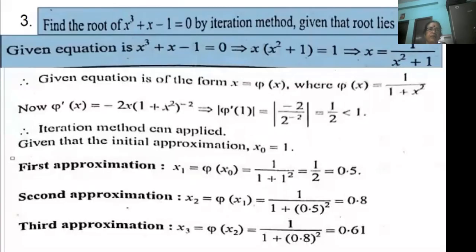Next, find the root of x cube plus x minus 1 equal to 0 by the iteration method, given that the root lies near 1.